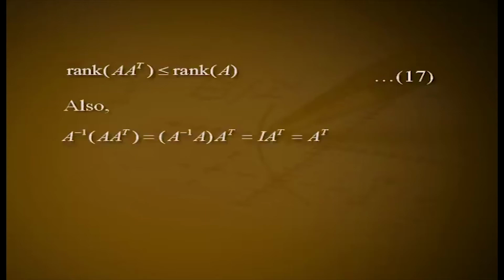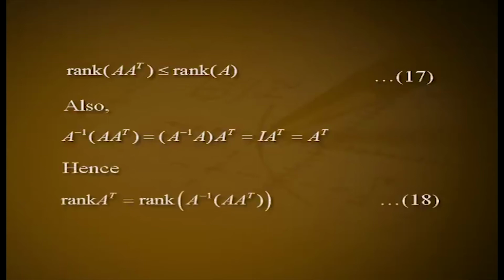Also, A inverse into A transpose is equal to A inverse into A transpose, which is equal to A transpose. Hence, rank of A transpose is equal to rank of A inverse into A transpose, equation number 18. Taking B equal to A transpose and A inverse in place of A, equation 16 gives rank of A inverse into A transpose less than or equal to rank of A transpose, equation number 19. Since rank of A is equal to rank of A transpose, expressions 17, 18 and 19 give rank of A transpose is equal to rank of A.